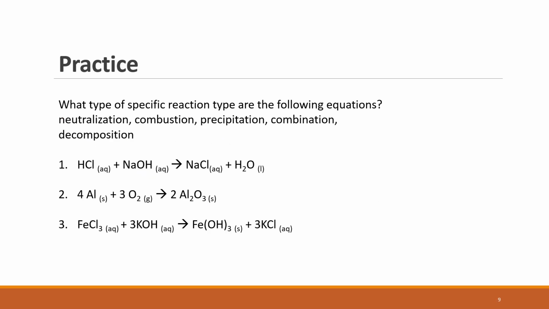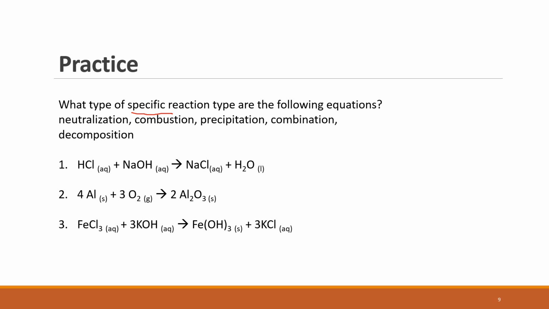Next, we're going to look at what type of specific reaction are the following equations. So the word specific, these are not just the 5 main ones. These are also the subcategories. And we saw most of the subcategories with those double displacement reactions. So if you remember, the double displacement reactions had subcategories of precipitation, where a solid was formed, gas forming, where a gas was formed, but also acid-base neutralization, where acid and base were combined to form a salt and water.